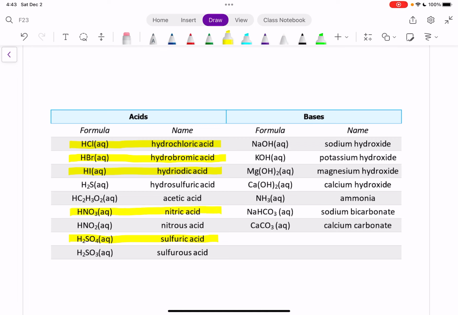And nitric acid as well. So those are the ones that I want you to memorize for our class. As for bases, it's a little bit easier to memorize them because most of the ones that we're going to work with in our class are ones that end with hydroxide. So something like NaOH, sodium hydroxide, that's a common base. KOH, potassium hydroxide. Magnesium hydroxide, calcium hydroxide, things like that. Those are some common bases.